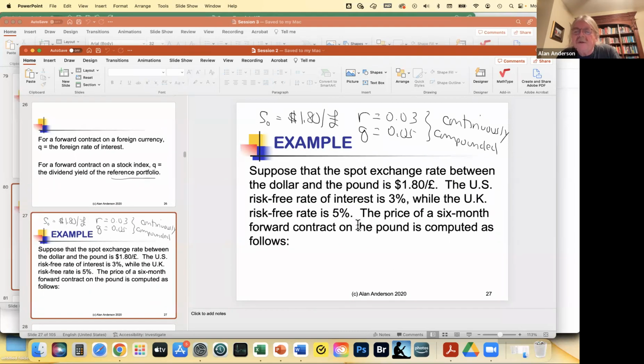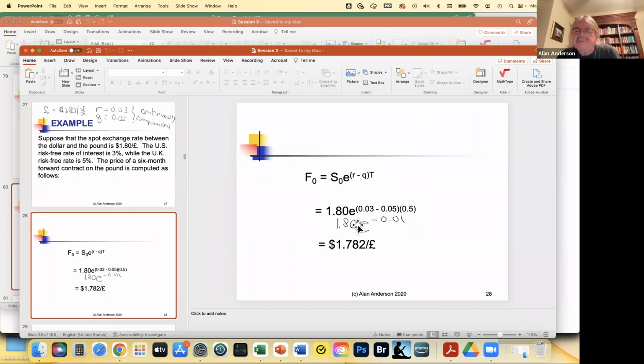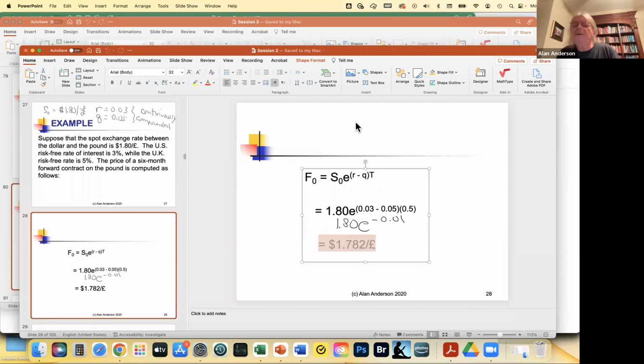So here's the example we used. You can see the forward price of the pound is equal to the spot price times e to the (r minus q)T. r is the US rate, q is the British pound rate, T is the time to maturity. So this number is the forward exchange rate between the dollar and the pound for 6-month delivery.